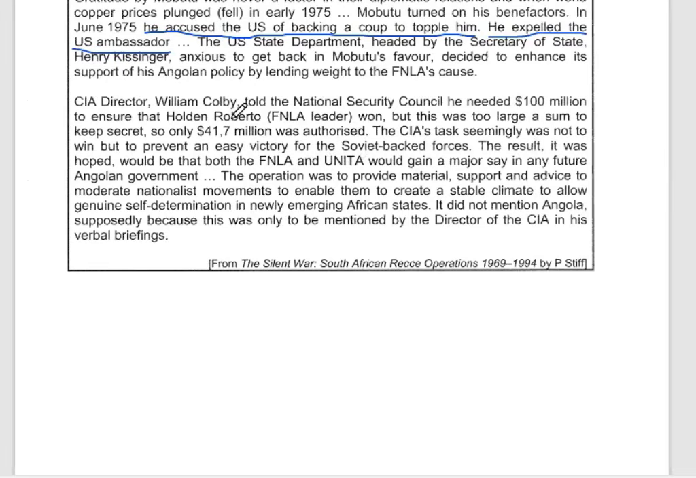It says, CIA Director William Colby told the National Security Council he needed $100 million to ensure that Walden Roberto, the leader of FNLA, won. But this was too large a sum to keep secret. Only 41.7 million US dollars was authorized. Why? Because that was too large a sum to keep secret. That's the reason.